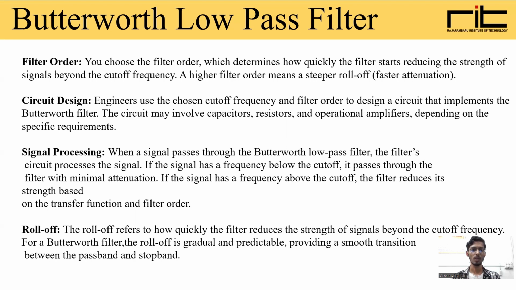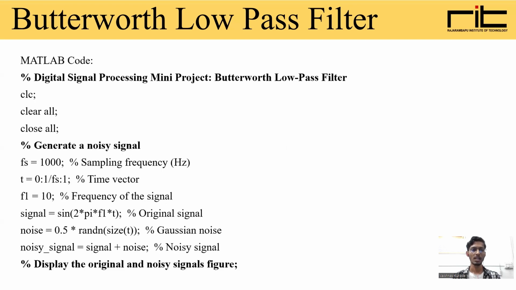The roll-off refers to how quickly the filter reduces the strength of the signal beyond the cutoff frequency. For a Butterworth filter, the roll-off is gradual and predictable, providing a smooth transition between the passband and stop band. Now, let us see a MATLAB code.